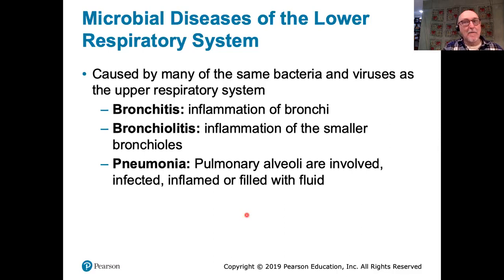Bronchiolitis is less common. It's inflammation of the smaller bronchioles. For most of us with a healthy immune system, even though it may be agonizing to have a cough for days, that cough itself is protective. You're continually bringing up bacteria trapped in the mucus. Even though the escalator may not be working that well, the cough itself is protective, even though it's unpleasant and may be painful.